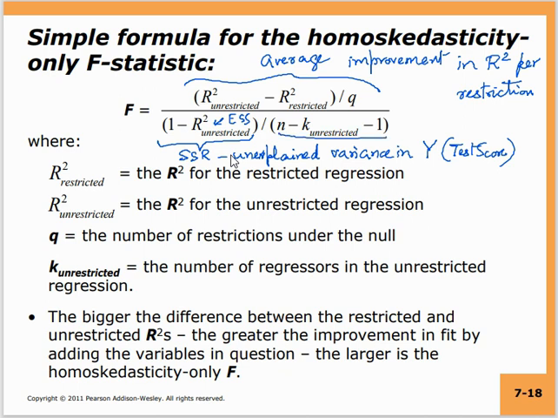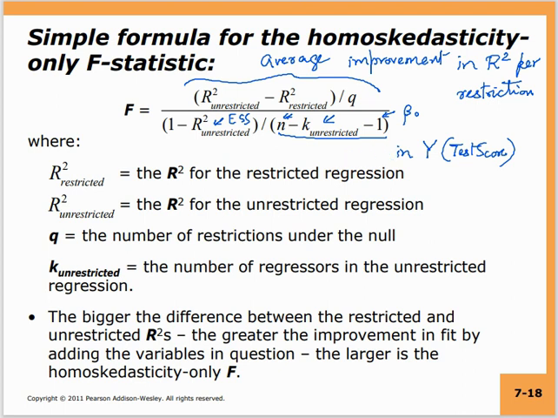The residual degrees of freedom is n, the total number of observations you have, minus k unrestricted, minus 1, that is for beta 0. So when you divide by the degrees of freedom, you get the average unexplained variance. So in the numerator you have the average improvement in R square, and in the denominator you have the average unexplained variance in your unrestricted model.